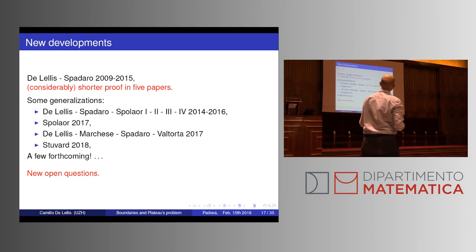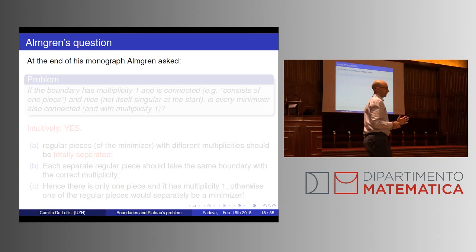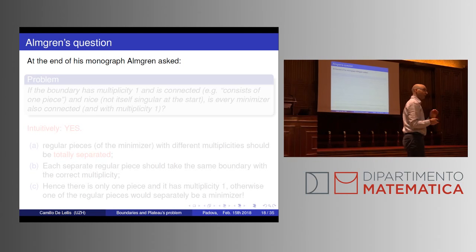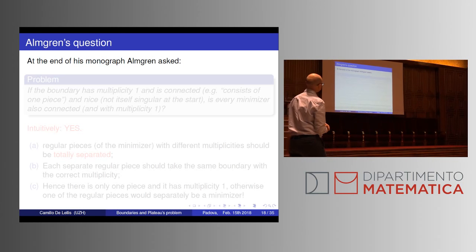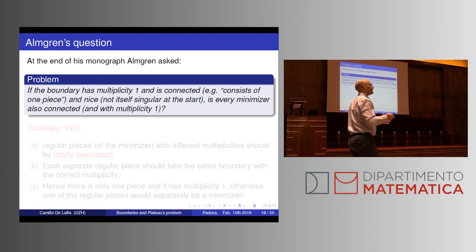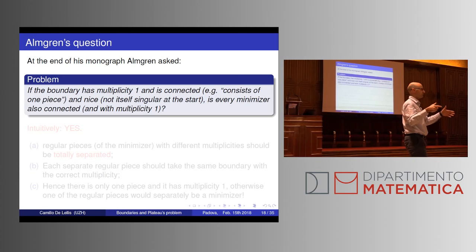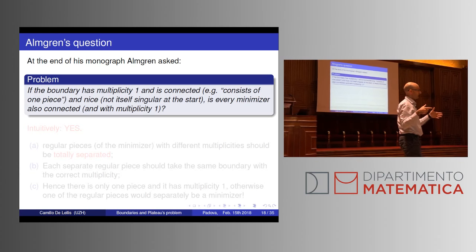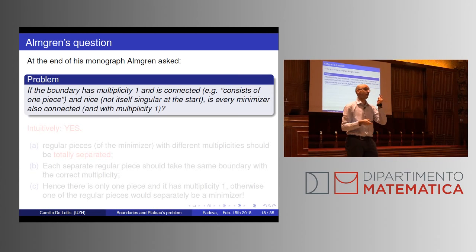So in particular, one very nice question actually appears at the end of the book of Almgren. At the very end of the book, he asks the following open problem. It's a very natural geometric problem. Assume that you have your boundary, and that your boundary has only multiplicity 1, so it's a classical surface, and it consists of one piece. In mathematics, we say it's a connected surface.